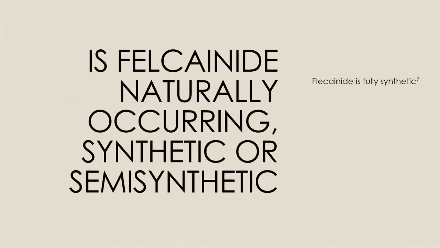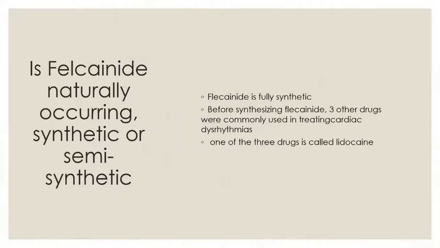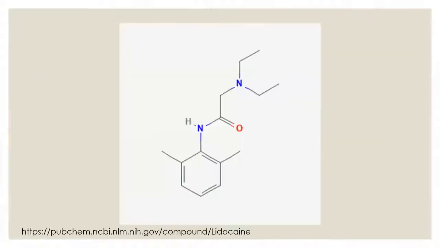Now, flecainide is fully synthetic. Before synthesizing flecainide, 3 other drugs were commonly used in treating cardiac dysrhythmias. One of those 3 drugs is called lidocaine. Here's the structure of lidocaine. It is similar in structure to flecainide. It has an amide group, a benzene ring, and it also has a tertiary amine.